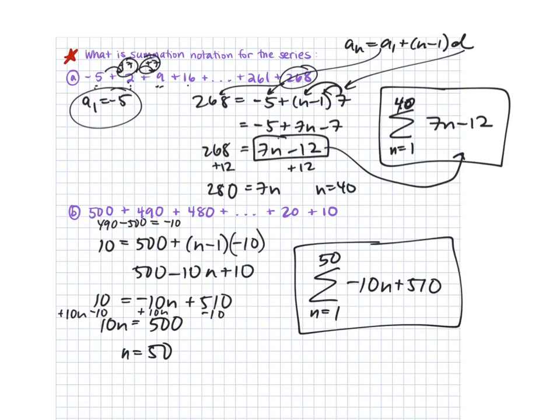Okay, hopefully you got your explicit formula as -10n plus 510. That's when you plug in your first term and your d into this formula and simplify, and then set that equal to 10, your last term, to find out what n was, and that's 50. Plug that in there.